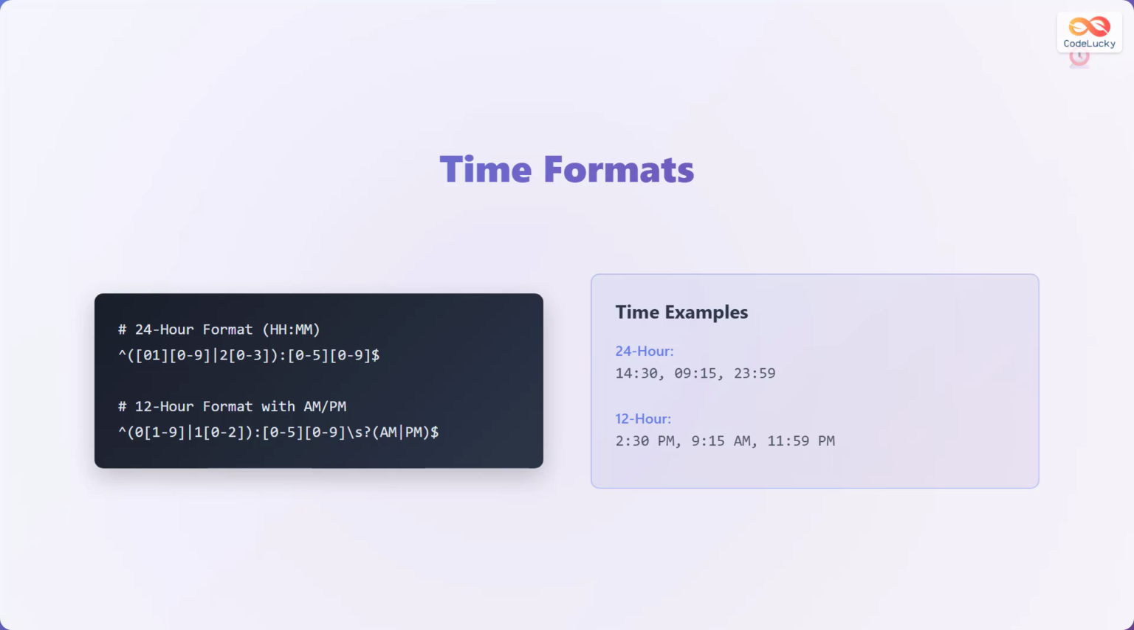Here are some common time formats and the regular expressions that match them. On the left, we have the RegEx patterns, and on the right, we have time examples. The first RegEx is for the 24-hour format, which includes hours and minutes. It expects hours to be between 00 and 23, then a colon, and then minutes between 00 and 59. The second RegEx is for the 12-hour format with AM or PM. It expects hours to be between 01 and 12, then a colon, then minutes between 00 and 59, followed by either AM or PM, case insensitive. On the right, we have some examples.